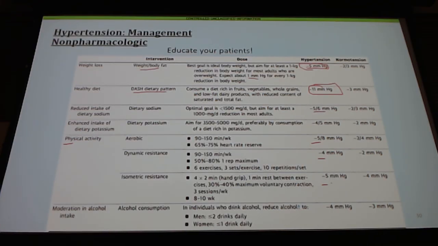And these work together. It's not that you only get to pick one and that's all you're going to get. You can add these things. So doing the DASH diet, which can help you lose weight, and then starting to exercise, you can have a profound impact on lowering blood pressure.